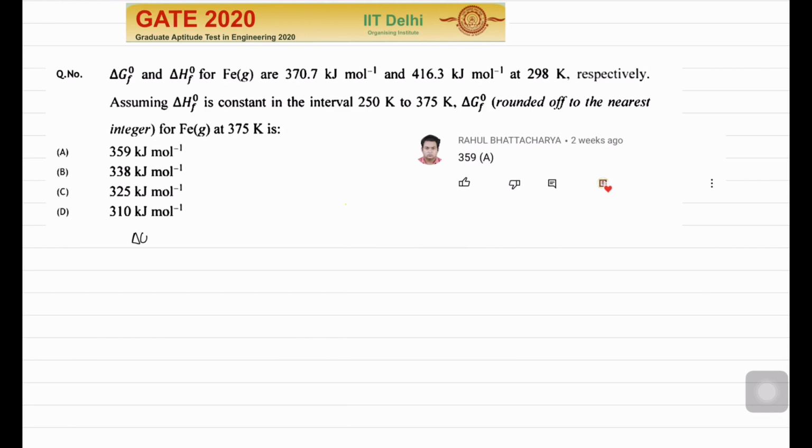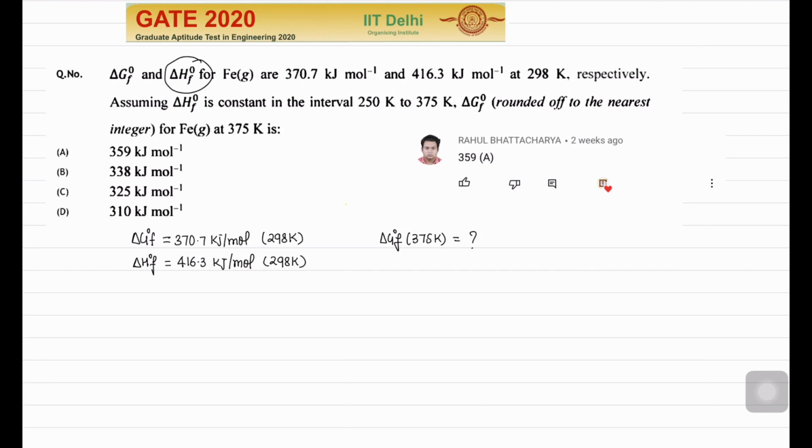We are given delta G naught F, the standard Gibbs free energy change, equal to 370.7 kilojoule per mole, and this is at 298 Kelvin. Another value given is the standard enthalpy of formation, that is 416.3 kilojoule per mole, and this value is also at 298 Kelvin. What we have to calculate is delta G naught F at 375 Kelvin.